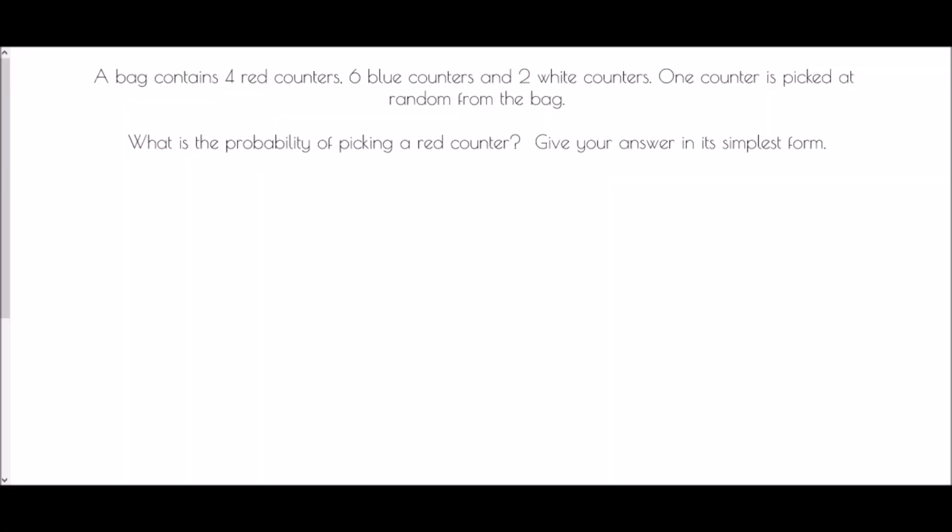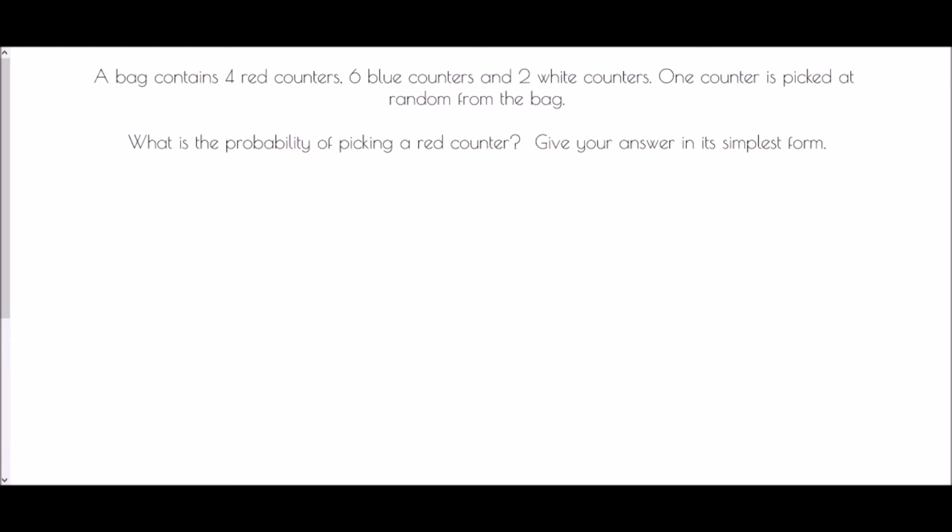So now we're going to look at some wordy questions. We've been told that a bag contains 4 red counters, 6 blue counters and 2 white counters. 1 counter is picked at random from the bag. What is the probability of picking a red counter? Give your answer in its simplest form.